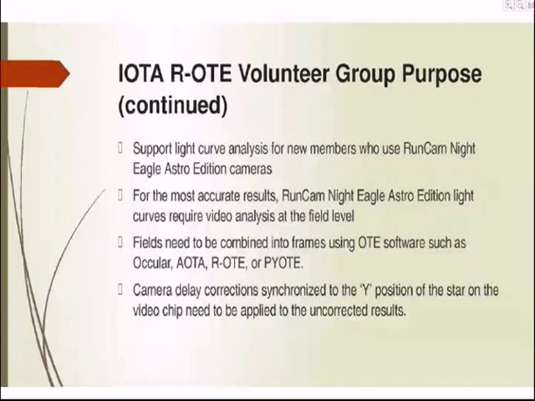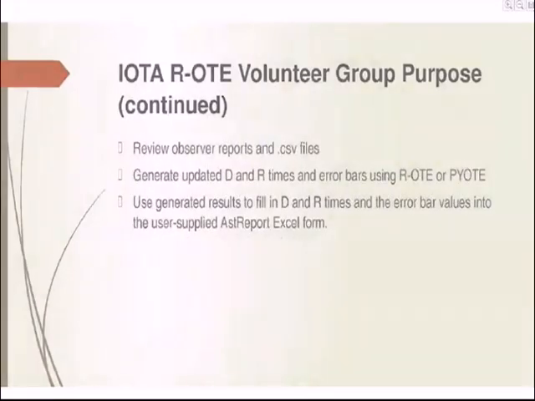because the camera is a rolling shutter camera, the camera delay corrections have to be corrected for the Y position of the star on the video chip, and that also requires a special analysis or a special correction that most people won't have. Next slide.